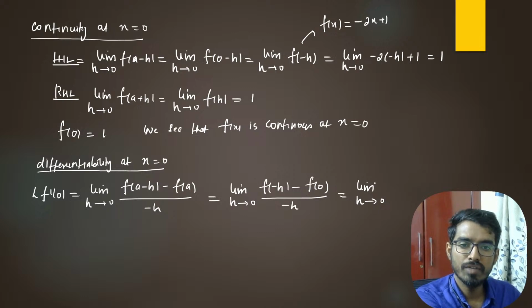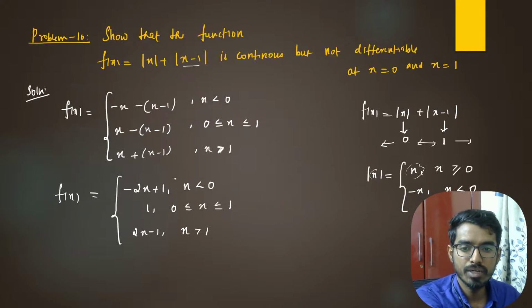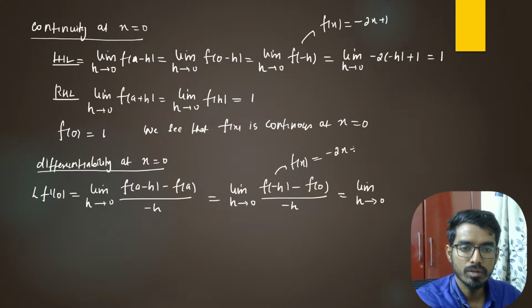Limit h tending to 0. What is f of minus h? Your left hand side function, f of x, is minus 2x plus 1. So replace x by minus h. We have already done the same kind of problem. This is your f of minus h.